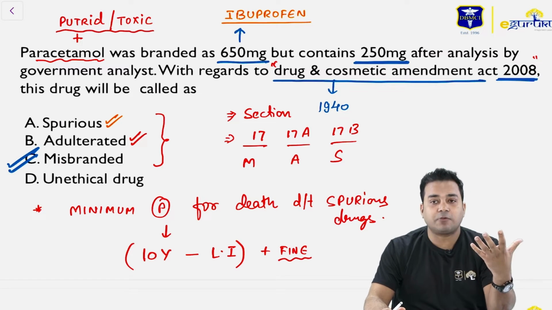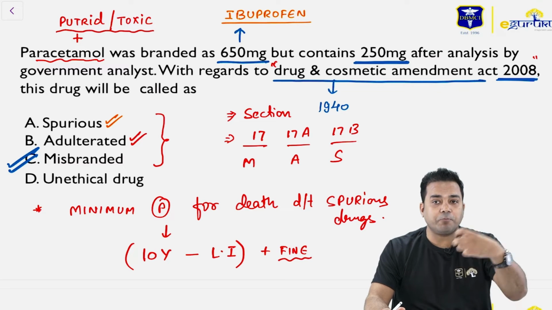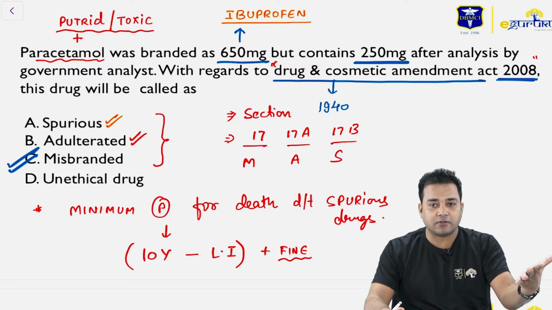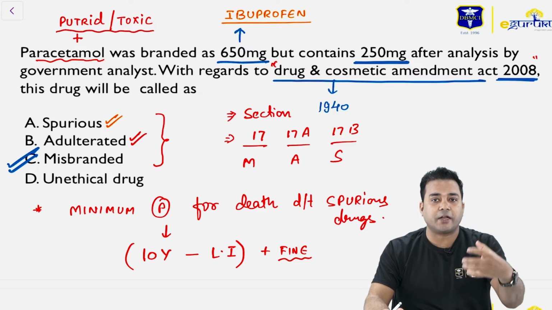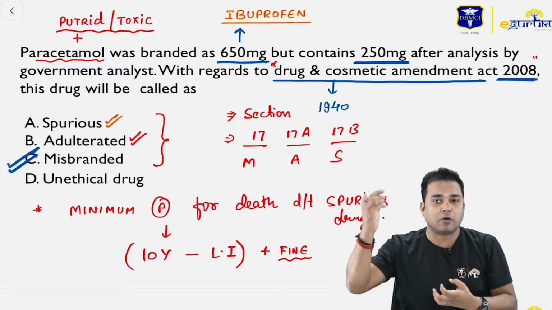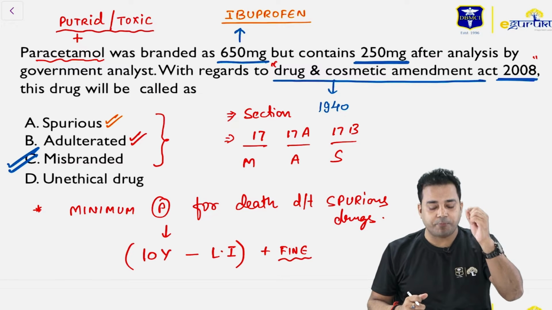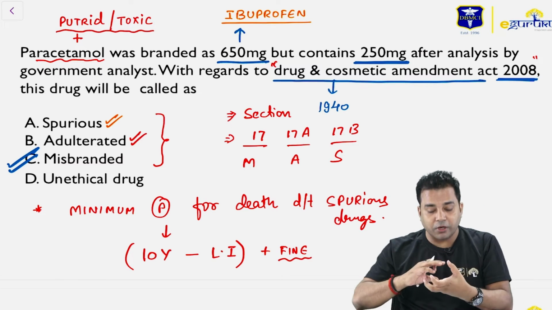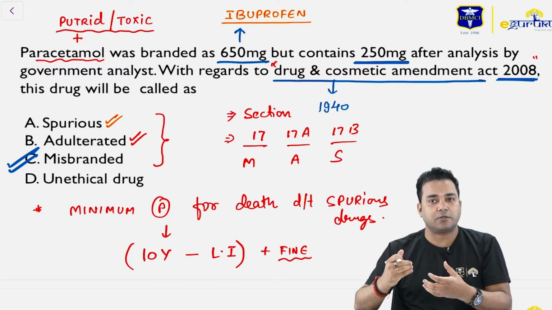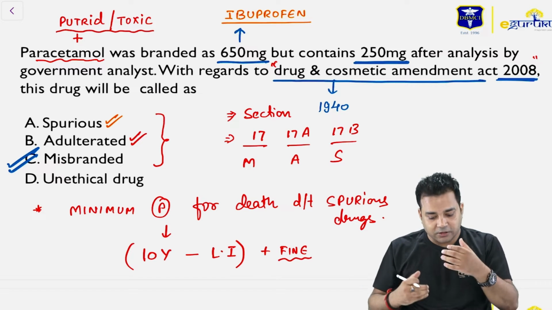Why was this act formulated? To regulate import, manufacture, distribution and sale of drugs, and to control quality, purity and strength of a drug. This aim was also asked in an old All India exam question. To control quality, purity and strength of a drug, and to regulate import, manufacture, distribution and sale of drugs, as well as cosmetics.